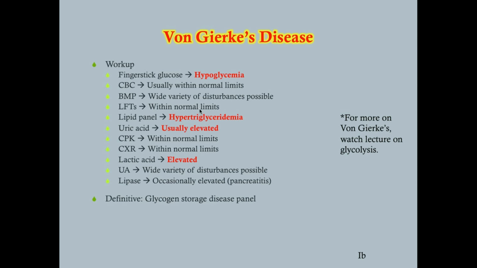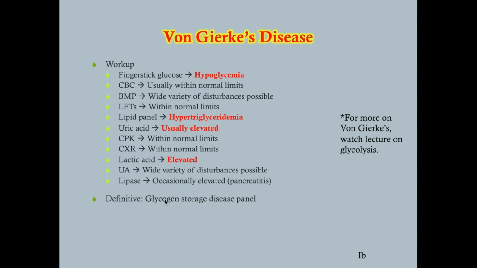Liver function tests typically within normal limits. Lipid panel can show hypertriglyceridemia for a reason I'll demonstrate to you in a little bit. Uric acid elevated. CPK, this is not a problem with the muscles, it's a problem with the liver and the cells, so this will be within normal limits, unlike some of the other glycogen storage diseases. Chest x-ray will be normal, lactic acid will be elevated because of issues with gluconeogenesis. Urinalysis, again, depending on the degree of kidney disease, there's a wide variety of ways that this can show up. Lipase will be occasionally elevated depending on if there's signs of pancreatitis.